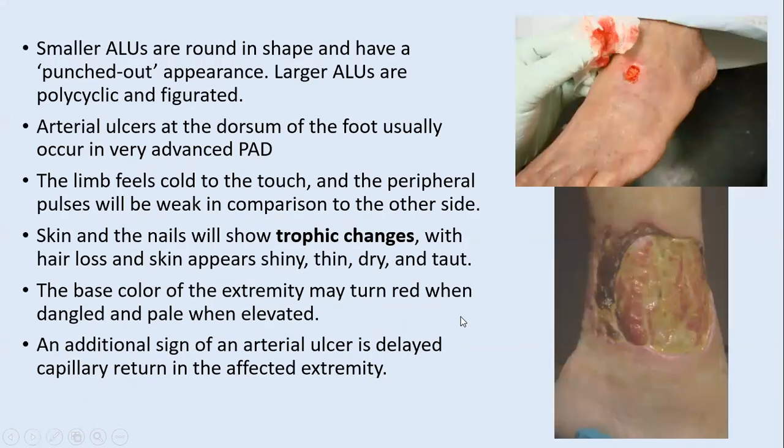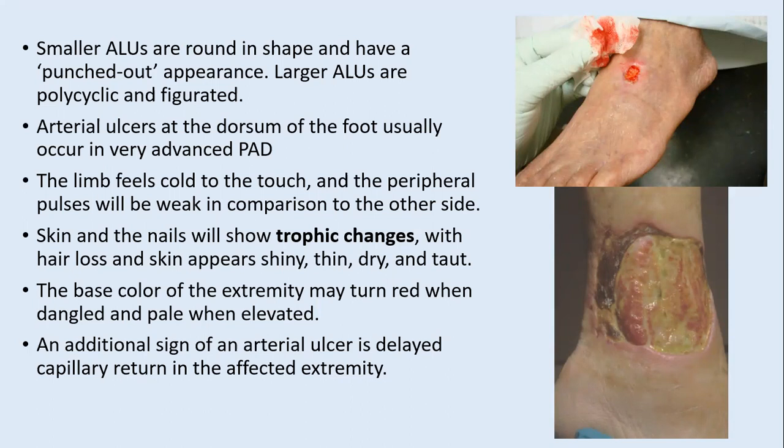The small arterial leg ulcers are rounded in shape and have a punched out appearance, while larger leg ulcers are polycyclic and figurative, as you can see in the pictures. Arterial ulcers at the dorsum of foot usually occur in very advanced peripheral arterial disease. In addition to the ulcer, the limb will feel cold to touch and peripheral pulses will be weak in comparison to the other side. So these are the must examination tips for the arterial leg ulcers.